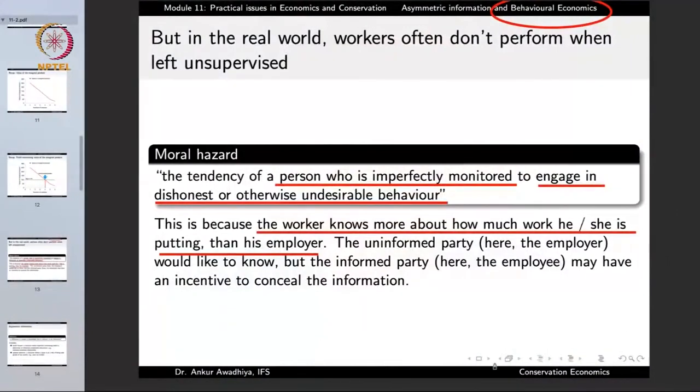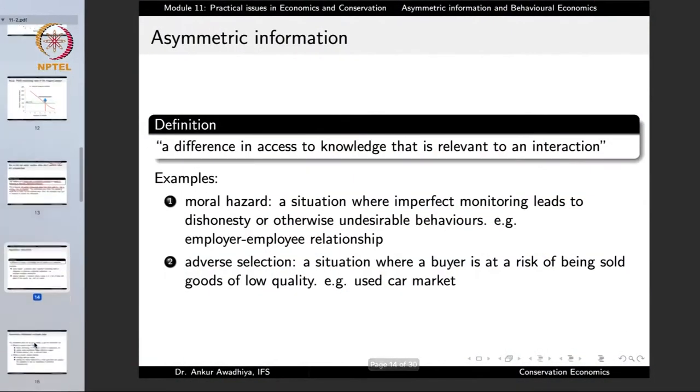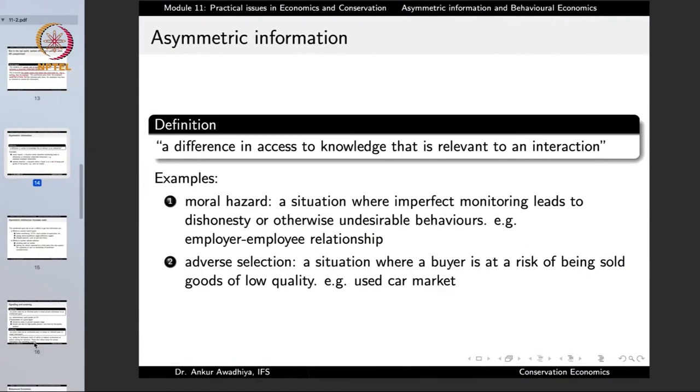Why? Because if the owner comes to know that this particular worker is a lazy person, he does not work properly, then this worker may get fired. So in this case, it is in the best interest of the worker to hide this information. And he'll do all sorts of things to hide this information. So this is moral hazard. And moral hazard is occurring because of an asymmetric information, a difference in the access to knowledge that is relevant to an interaction.